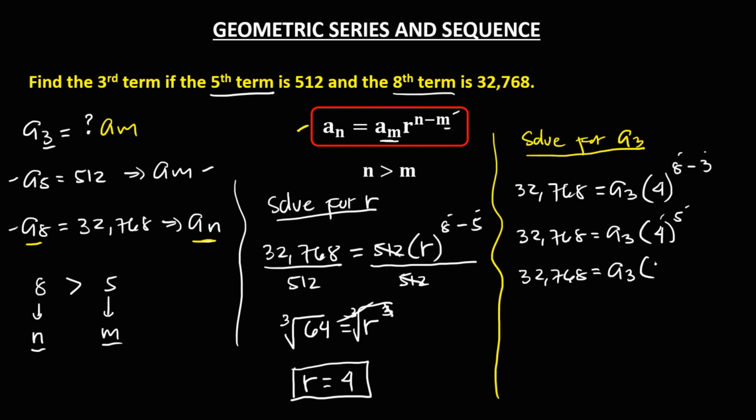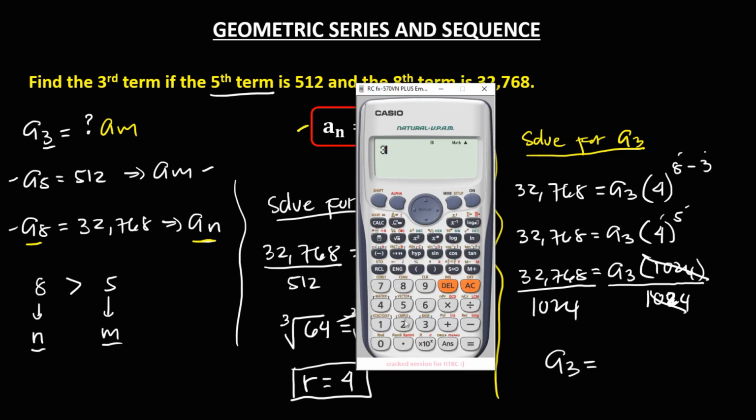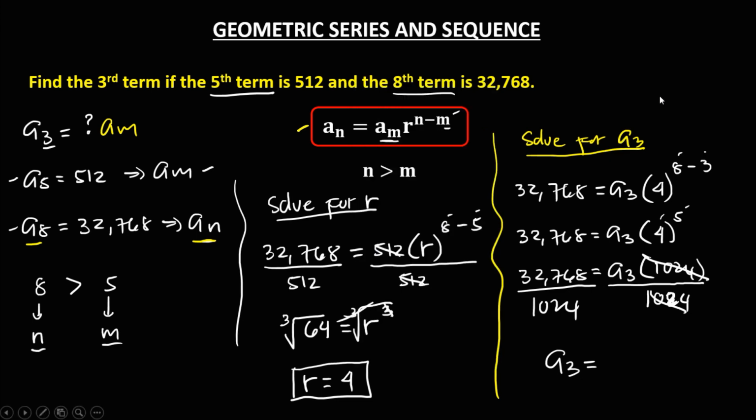So that's 1024. Then to solve for a sub 3, divide both sides by 1024. The 1024 cancels. So therefore a sub 3 is 32,768 divided by 1024, which equals 32. So the third term is positive 32.